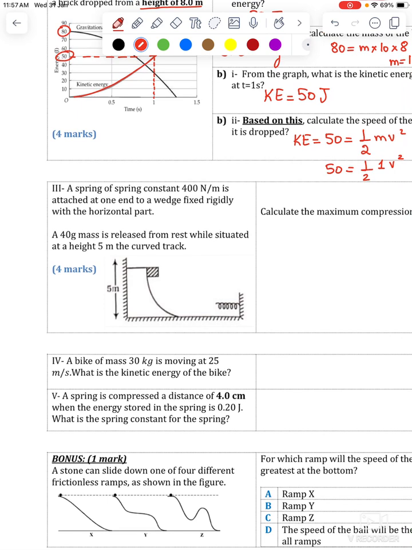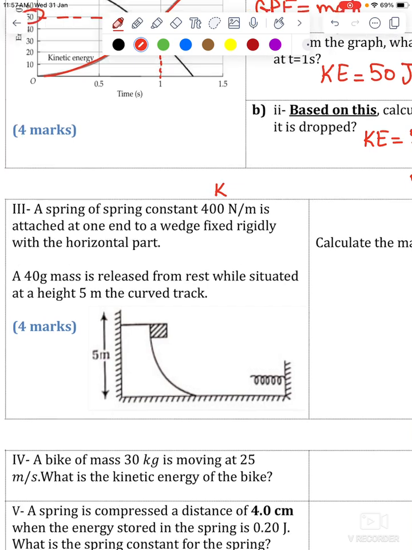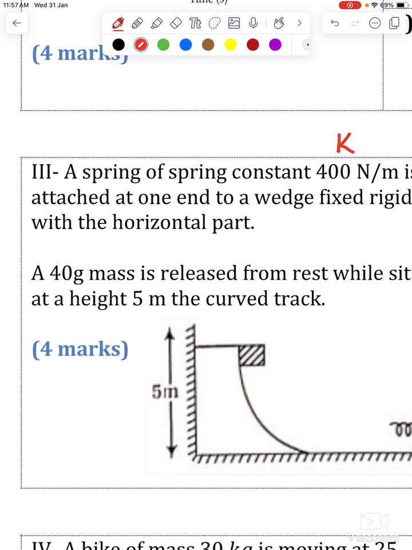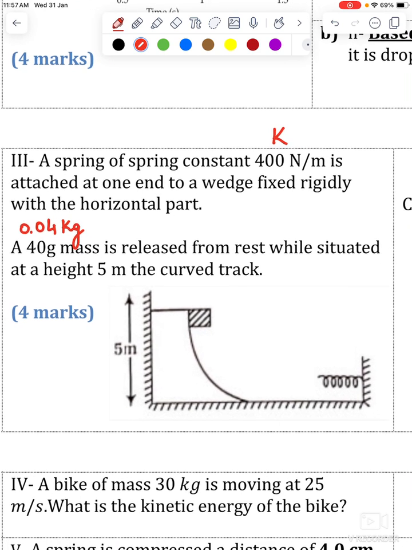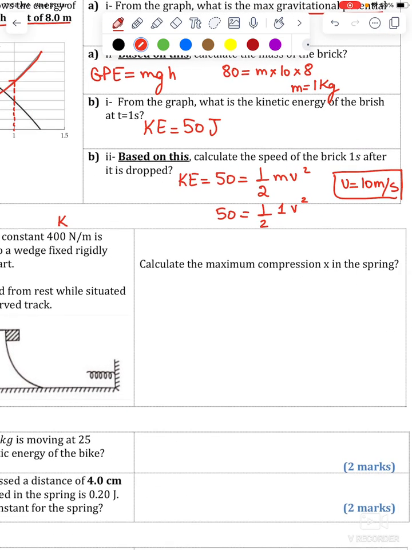Now the following question, I have a spring constant 400 Newton per meter. So that is K. Alright, and it is attached at one end to a wedge fixed rigidly with a horizontal part. A 40-gram mass, here I don't like the 40, I will convert it to kilograms, so I'll divide it by 1000, so it's 0.04, is released from rest while situated at a height of 5 meters on the curved track. I need to calculate the maximum compression in the spring.